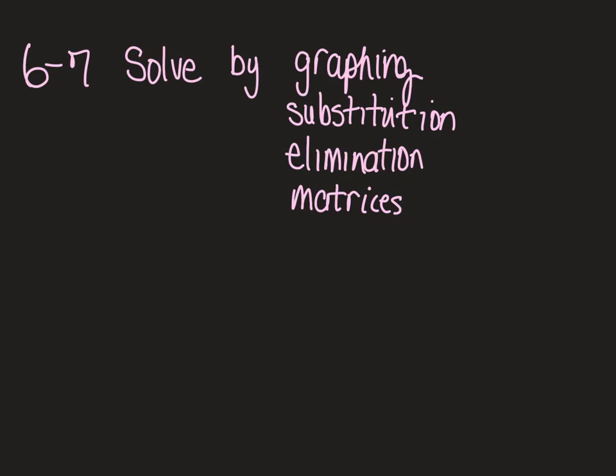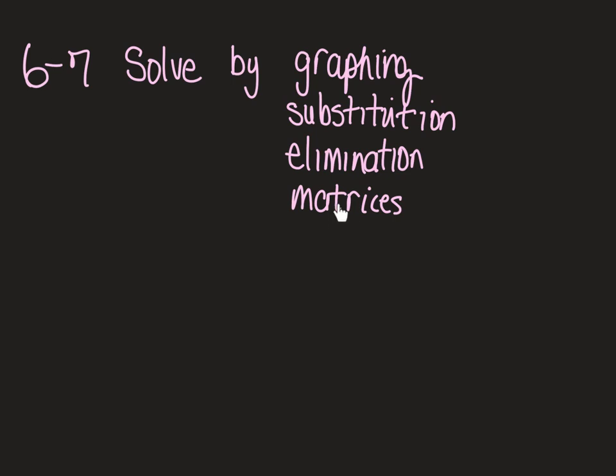This is video chapter 6, lesson 7. So far we have learned how to solve by graphing: where do the two lines cross on a graph? We've learned substitution: solve for x or solve for y and stick it in for the other variable. We've learned elimination: add or subtract something to get rid of the variable you don't want.